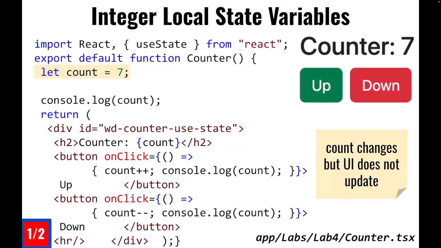Now, indeed, if we run this in a React component, what we'll see is that if we look at the console, the variable is changing over time. If we click on up, it goes 8, 9, 10, 11, and so on. If we click down, it goes 11, 10, 9, 8, and so on. So the variable is changing, but notice that here we are rendering the count on the screen, and it's not changing. The value that's rendered, the 7, is not changing, even though the variable is changing. See that?